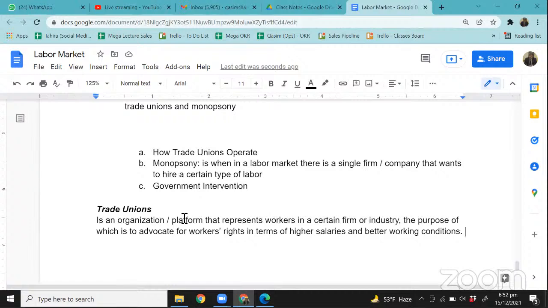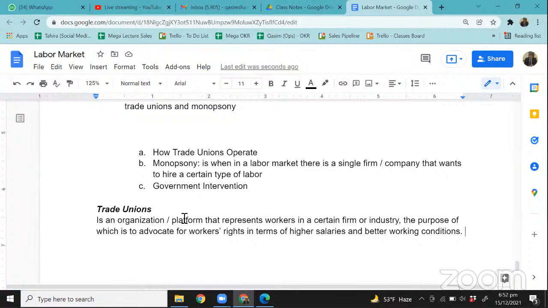So let's say Auto Workers Association. Now, what would the Auto Workers Association represent? All people in Pakistan who are working in auto manufacturing companies, right? Toyota, Honda, Suzuki, there might be a couple more, right? So they have formed a trade union, a platform through which they advocate for their rights. So if they're asking for more salaries and their employers are not accepting those demands, then they have ways to get that accepted, which we are coming to.